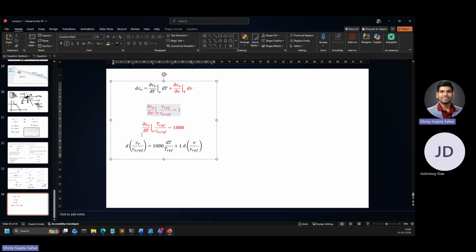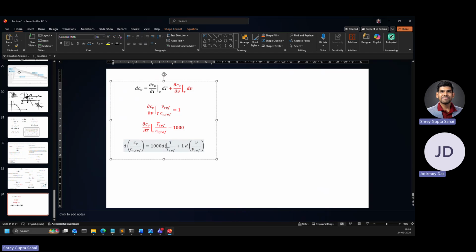This one is a large slope. Basically, we are saying there are slopes, right? Cv will depend on T and V. So if Cv is sharply depending on temperature and not so much on volume, then roughly we can say this. If I take these numbers, you understand this, right?